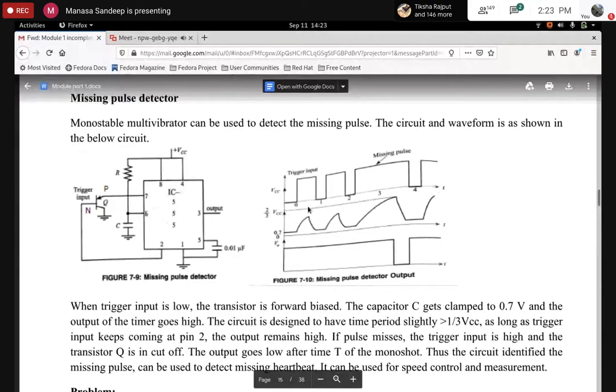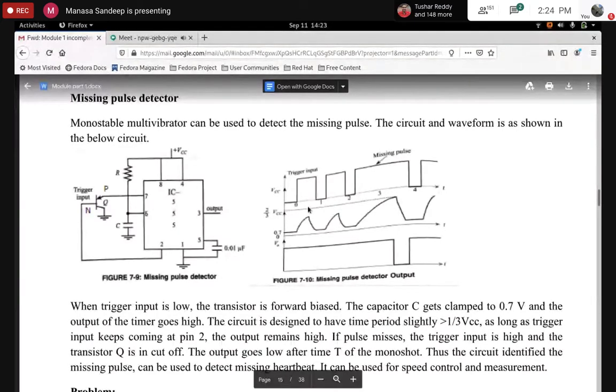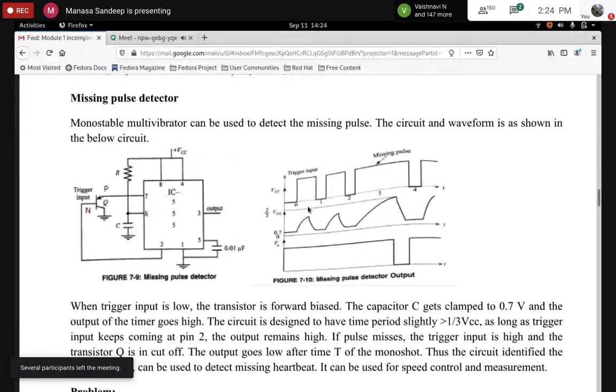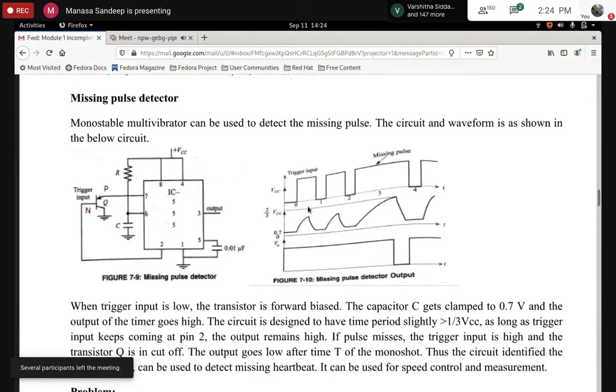So once it reaches VCC, it means that this transistor is on. Otherwise, the PN junction, whatever junction is there, is reverse biased, and this external transistor is off, and this capacitor is charging towards 2/3 VCC. Once that happens, automatically it goes back to the normal working of the monostable operation.